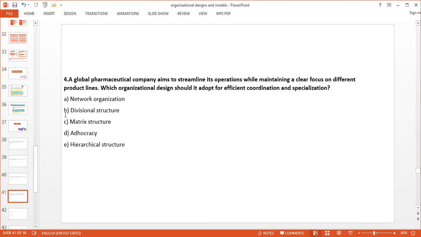Fourth one: a global pharmaceutical company aims to streamline its operation while maintaining a clear focus on different product lines. Which organizational design should it adopt for efficient coordination and specialization? A, network organization; B, divisional structure; C, matrix; D, adhocracy; E, hierarchical structure. The answer is C.